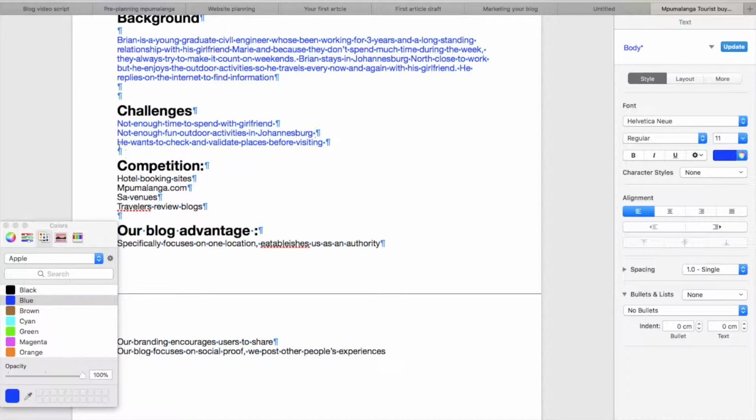Then the third challenge that he has is that he wants to check and validate places before he goes. Obviously, that ties in well with the fact that he's an engineer. So he wants to double check and make sure that before he books or plans his trip, he checks what other people are saying about the place, how they've reviewed the place, etc.